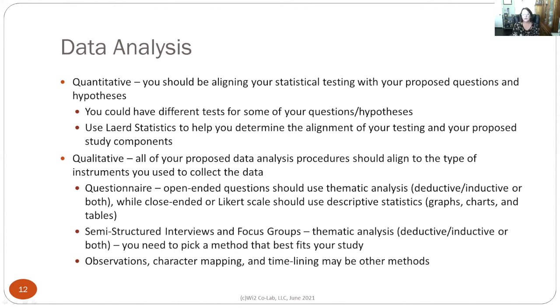Quantitative is another area, data analysis is another area where you can get misaligned. You want to make sure that your statistical testing with your proposed questions and hypotheses is right. You could have different tests for some of your questions, and then you want to use layered statistics to help you determine the alignment of your testing. Stick your variables in, you can answer some questions, and then all of a sudden it'll pop out the testing that you need to do. Make sure that's aligned. Chapter 3, most people do really well in the top part of chapter 3, but then when it gets into really data collection, data analysis, misalignment begins to occur.